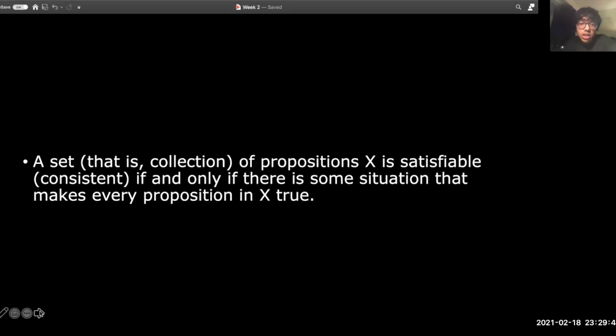A set, that is a collection of propositions chi, is satisfiable if and only if there is some situation that makes every proposition in chi true. So now consistency isn't just between two propositions; it can involve multiple propositions. If there's one situation where they are all true, then it's considered to be consistent.